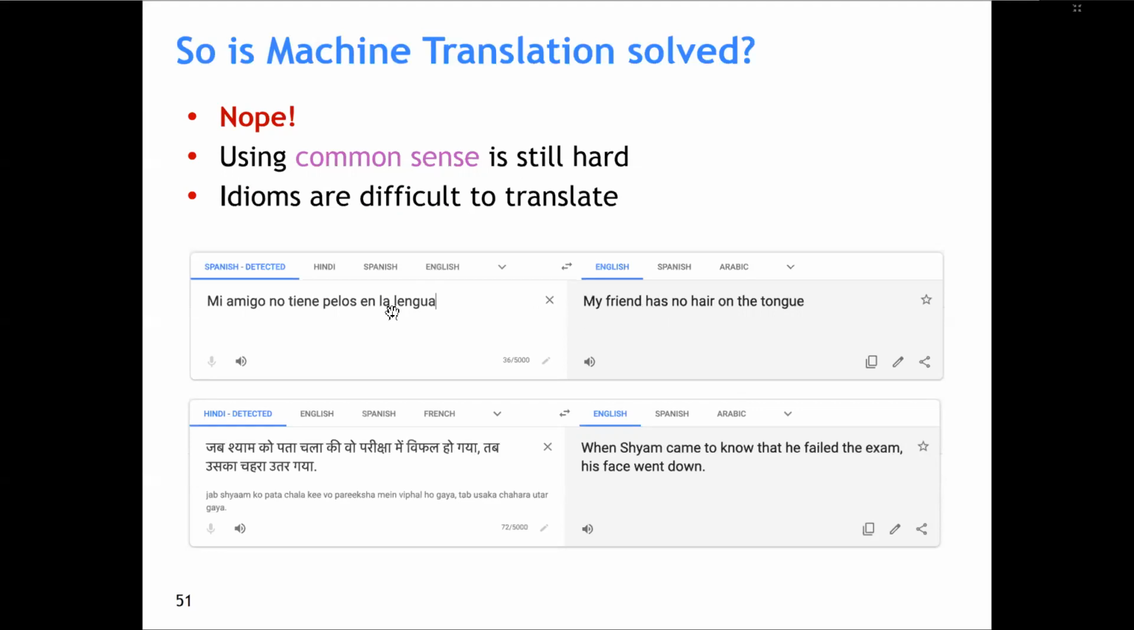I don't know what this means, or why this translates into 'has no hair on the tongue'. Yeah, 'his face went down', so I think that's quite a direct translation of that.